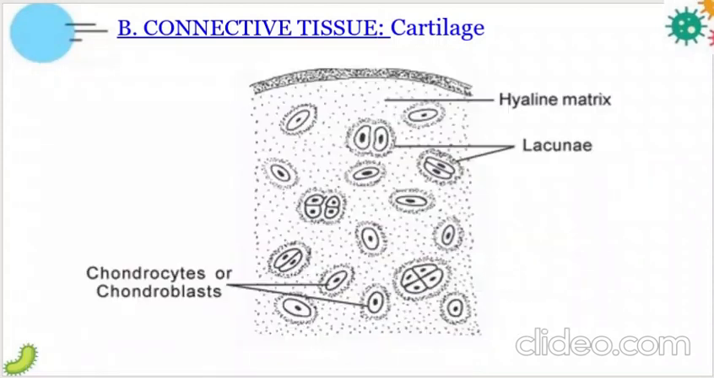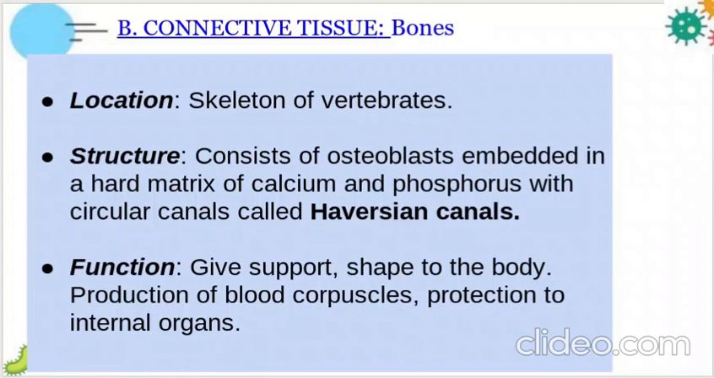Now how does it look? Here you can see there are lacunae, then we have chondrocytes or chondroblasts, which are the cells, and we have a matrix also. Next type is bones. We all know what bones are. Bones are the hardest connective tissue. They are quite hard, the hardest part of the body also.